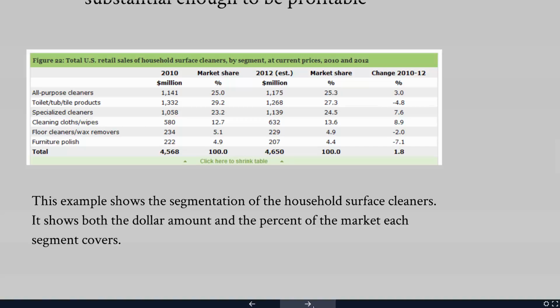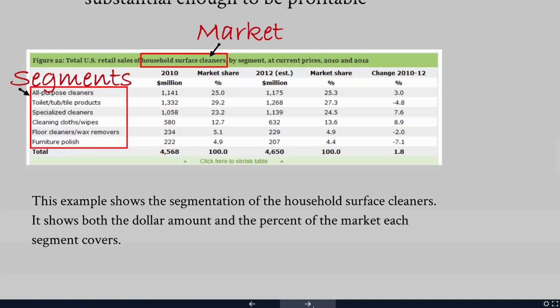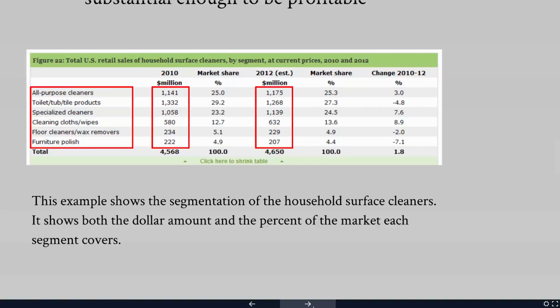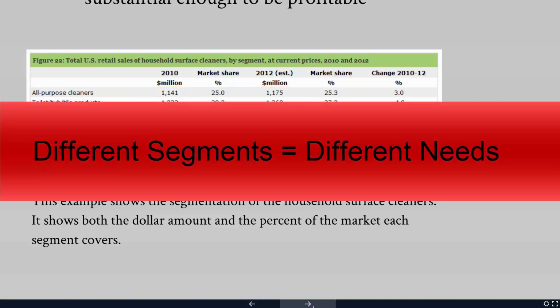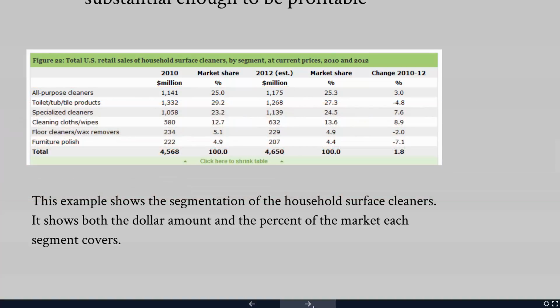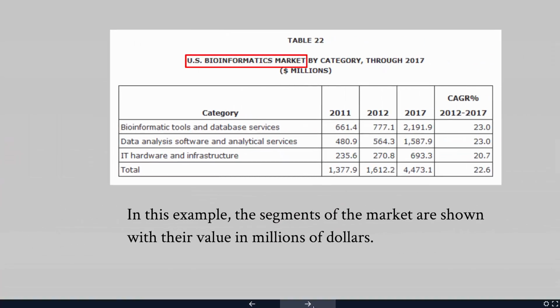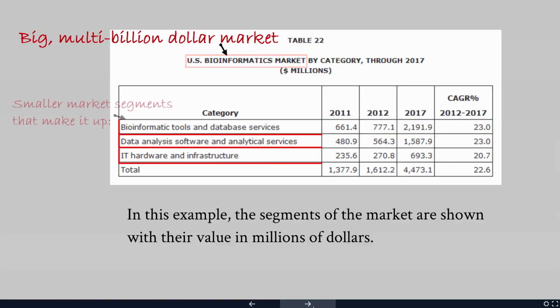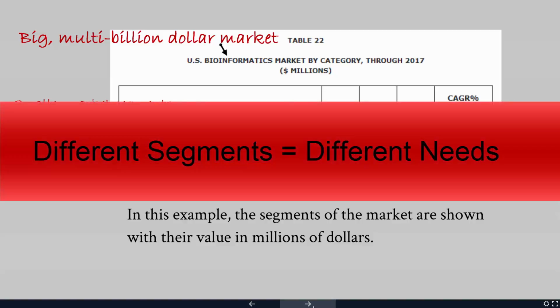So the examples here that we look at, here's an industry level market segment. We're looking at household service cleaners and then the actual subcategories within this. All-purpose cleaners, toilet and tub, specialized cleaners, etc. What you're seeing here are the little niche segments that people would be spending their money in, and how you would market these products to different types of consumers is why you look at them as segments. Here we've jumped back and looked at the bioinformatics market by category. So you've got this big multi-billion-dollar bioinformatics market, but it actually has 3 components: tools and databases, data analysis, and then hardware and infrastructure. Again, you would target these segments very differently depending on the type of customer that you're trying to get.